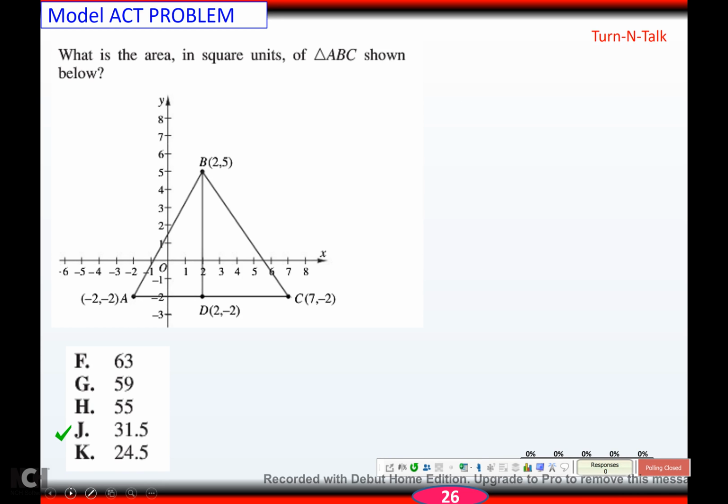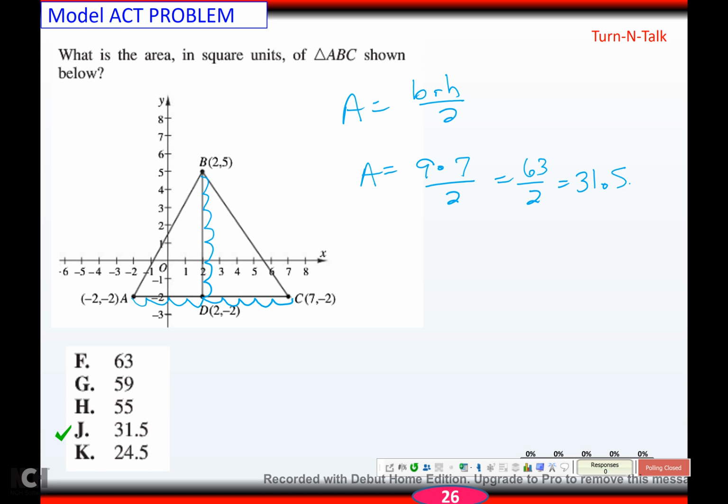Alright, it says, what is the area in square units of triangle ABC? Well, area of a triangle is base times height divided by 2. We could do the distance formula and all that, but guys, they set it up on a number line for me. Just count. 1, 2, 3, 4, 5, 6, 7, 8, 9. My base is 9. My height, 1, 2, 3, 4, 5, 6, 7 is 7. So 63 divided by 2, which is 31.5 units squared.